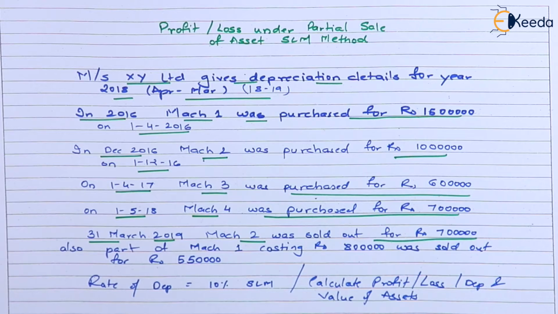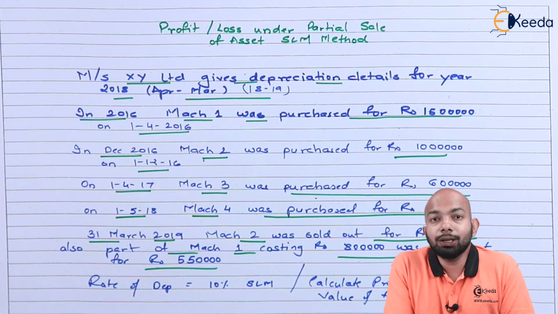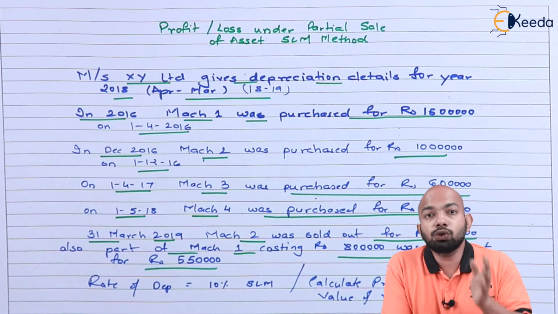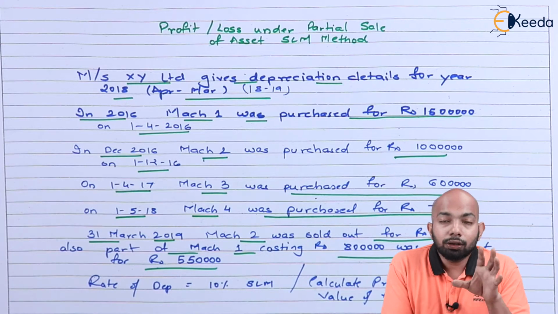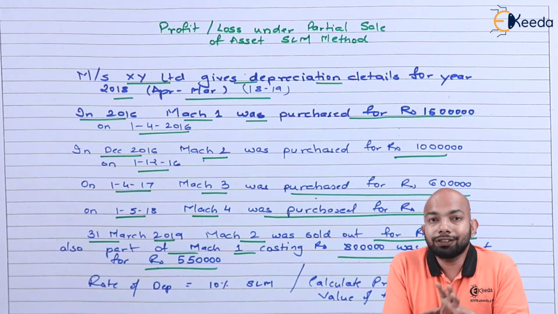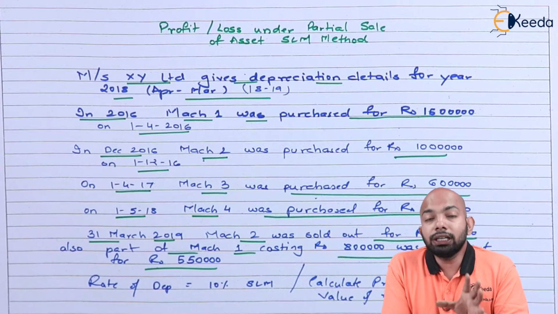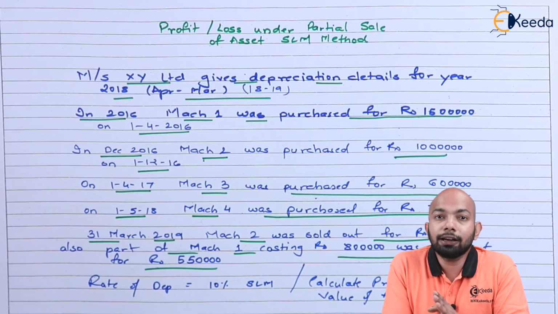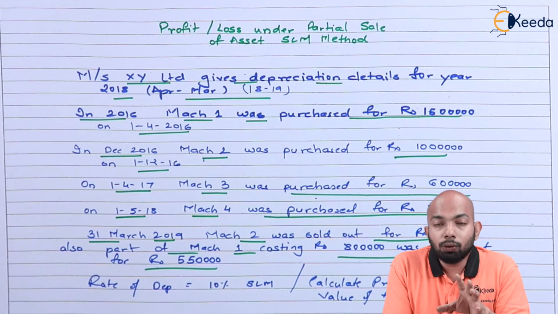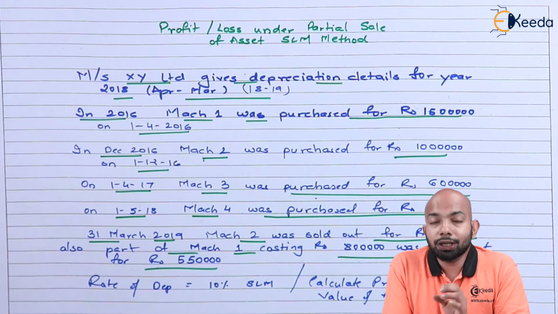Let's figure out what details have been mentioned here. On 31st March 2019, they sold machine 2 for rupees 7 lakhs. Also on the same date, 31st March 2019, a part of machine 1, which cost rupees 8 lakh, was sold for rupees 5 lakh 50,000. So machine 1's total cost was around 15 lakhs. Out of that, only a part of it, costing around 8 lakhs, was sold for 5 lakh 50,000.